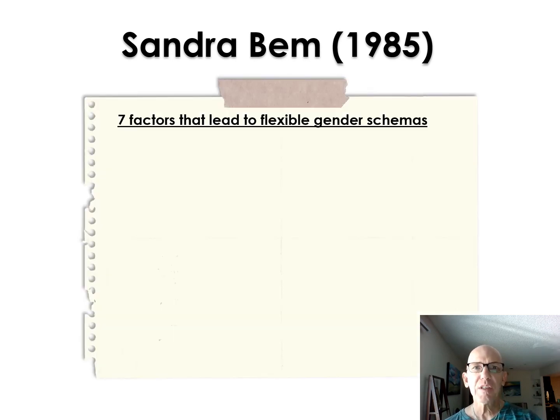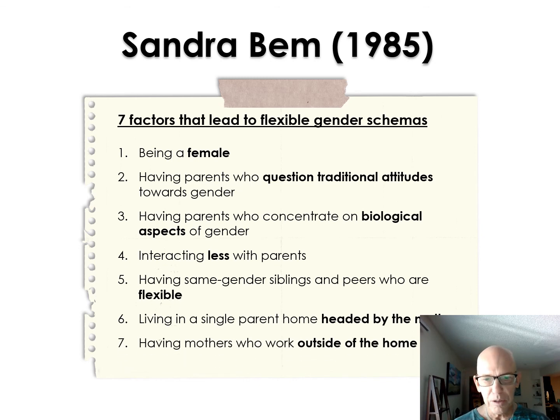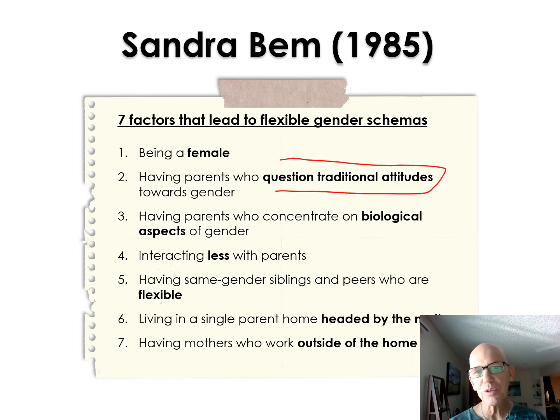Okay, so here are 7 things that relate to her research as far as what would promote being more flexible. The first thing that promotes that is being a female. Females are more flexible. I think that's because of patriarchal society. Get me? Okay, the second thing that promotes being flexible is having parents that question traditional attitudes towards gender. I mean, if Ruth Bader Ginsburg is your mama, you're going to question a few things. You know what I'm talking about? It's like, I dissent. Third, having parents who concentrate on biological, well, that was her research. That's the one I just showed you on the previous slide.